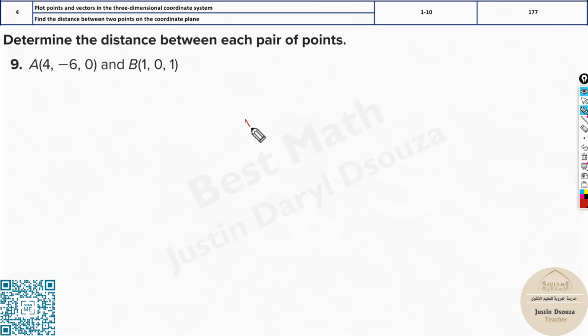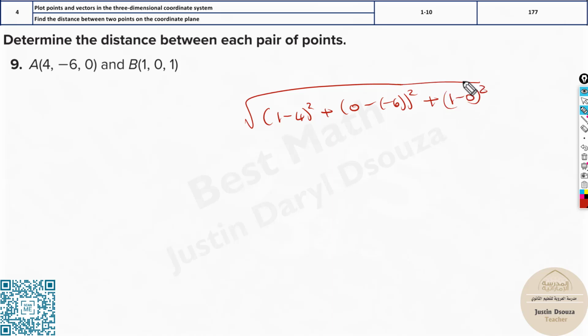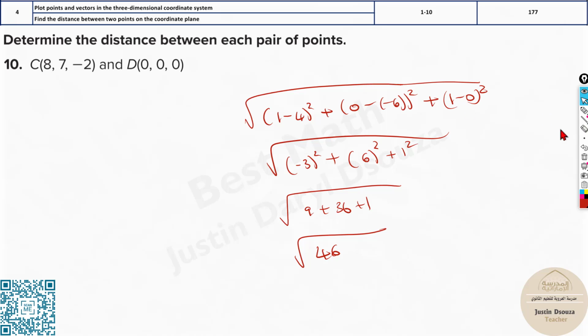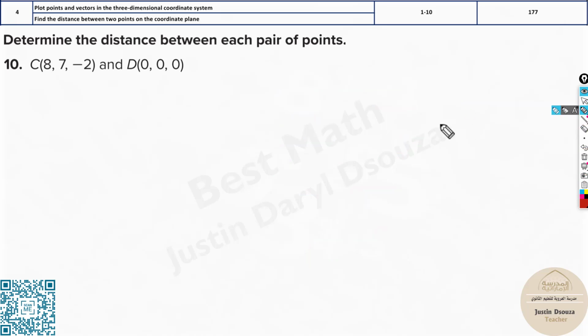Here as well, I'll directly use the formula. I'm not going to write the formula. It's 1 minus 4 the whole squared plus 0 minus of minus 6 the whole squared plus 1 minus 0 the whole squared. And then you can put this in the calculator directly and solve. There's no problem in that. It's minus 3 the whole squared plus 6 the whole squared plus 1 squared. Here we have 9 plus 36 plus 1. That will be the square root of 46. It's very close to 7, 6 point something. So square root of 46.